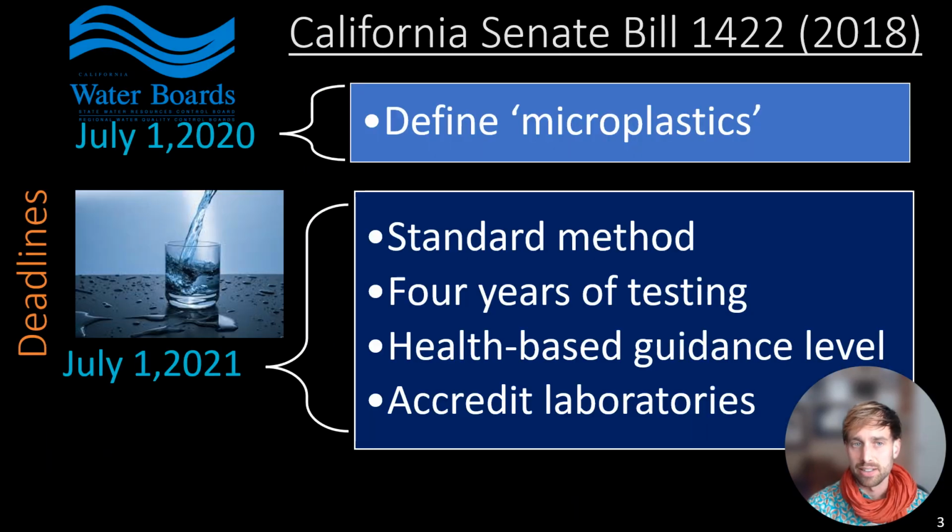In 2018, the California Water Boards received a mandate from the legislature to address microplastics in drinking water, including defining microplastics and adopting a standard method for monitoring, a plan for 4 years of testing and analysis, consider adopting a health-based guidance level, as well as accredit qualified laboratories for testing.